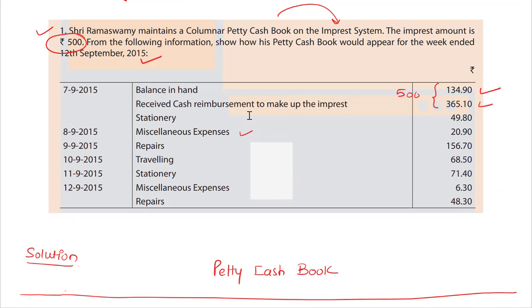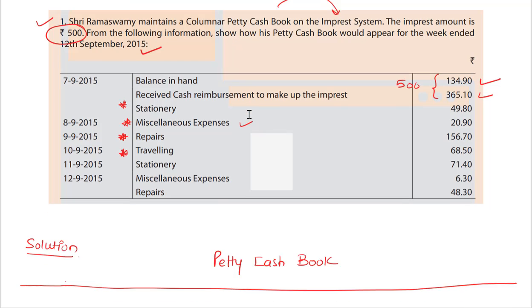Expenses, we have stationery. Then we have miscellaneous expenses. We have repairs. We have traveling. Stationery, miscellaneous, repairs and traveling.